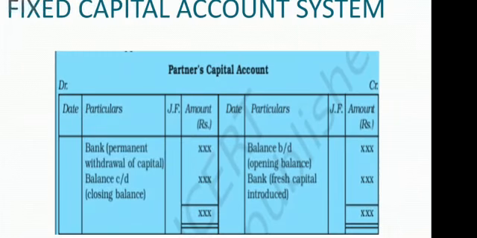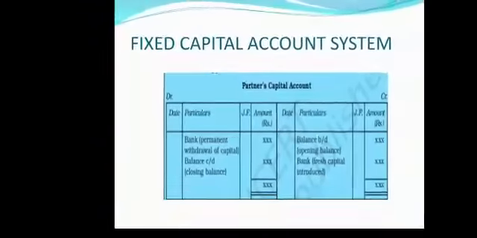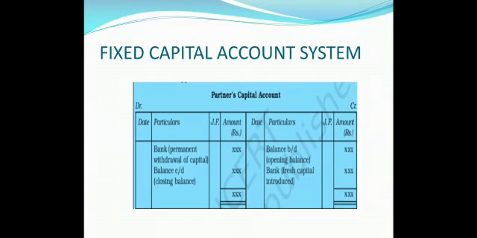Just see this. Partner capital account in this case will carry balance brought down on the credit side, balance carried down on the debit side. So it can remain same for many years. Only in the case when fresh capital is introduced by the partner, or when there is permanent withdrawal of capital by the partner, which comes on the debit side, the amount of fixed capital can change. Otherwise it will remain fixed for years together, right? So it carries only the balance brought down, balance carried down. Basically other two items are very rare, we rarely find.